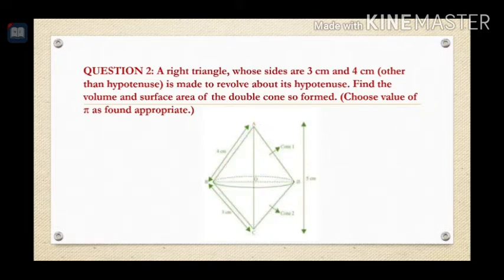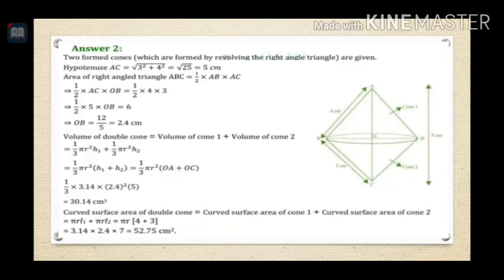For both the cones, the radius is the same, or the diameter is the same. Diameter for both the cones are same. You have to find the volume and surface area. You have to find the volume of this 3D figure and the surface area also. So let's check the solution.